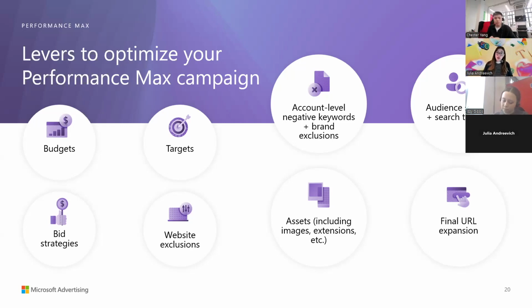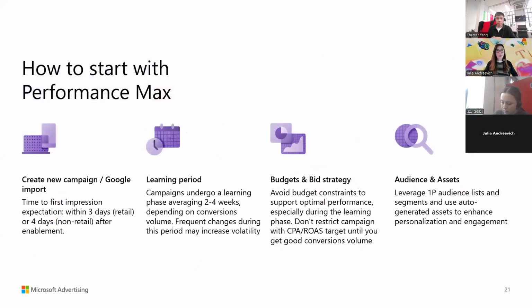Then when we talk about assets, as I mentioned in the demo, when you provide many assets, you will have more inventory available for you. If you restrict, for example, aspect ratios of your images, you won't be able to go into all placements that are available for your campaign. Audience signal and search themes direct your campaign, I spoke about it, so please leverage those. And finally, you have final URL expansion. So again, you can restrict Performance Max campaign to specific URLs, or you can allow it to learn from all the website. Okay, let's move on.